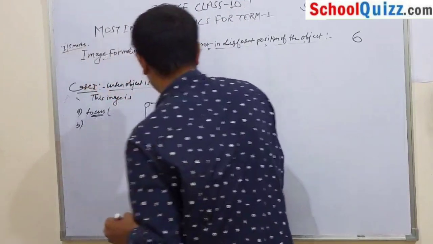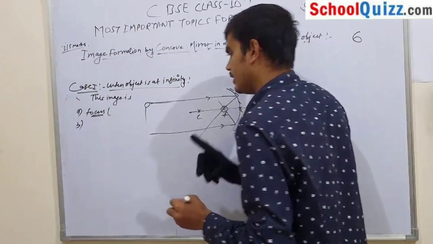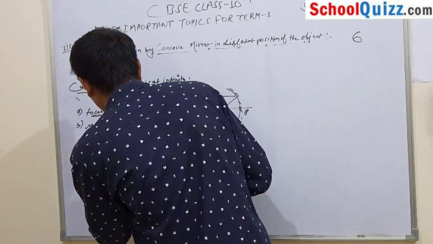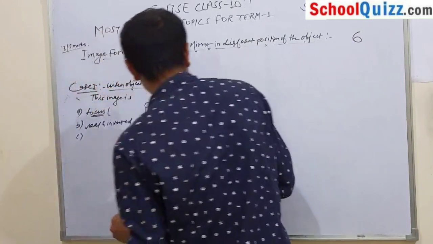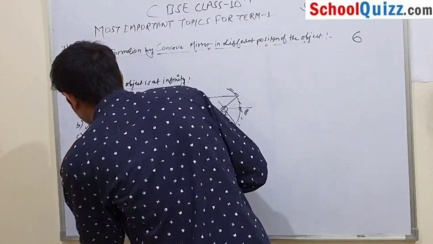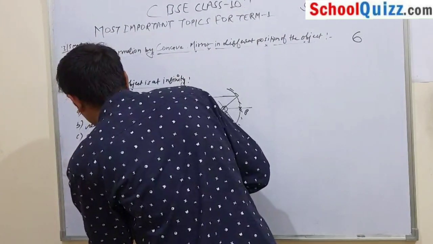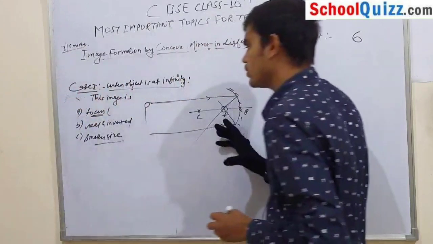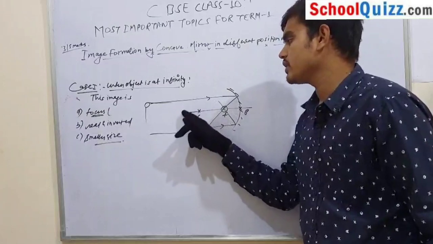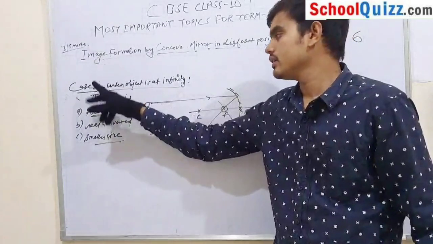And what is the nature of the image? It is inverted and real. And what is your third point? The third point is that it is highly diminished. It is a very small size. So this is all about case number 1. What is case number 1? When the object is far away from the mirror, then these are the results.